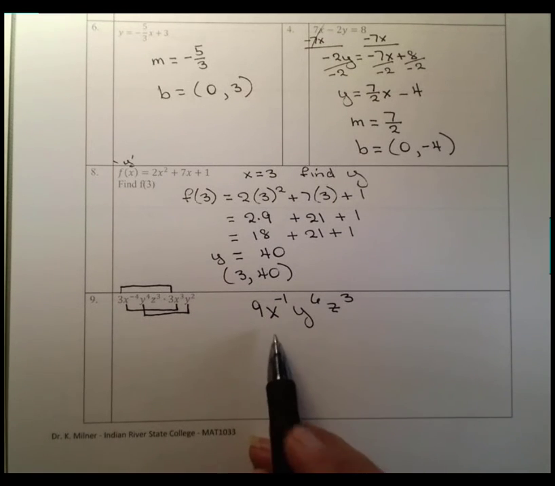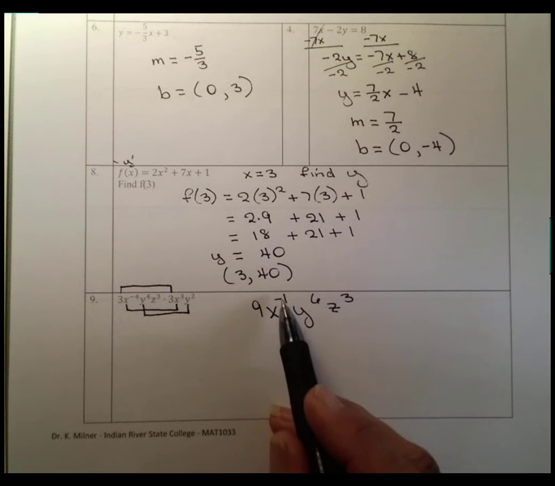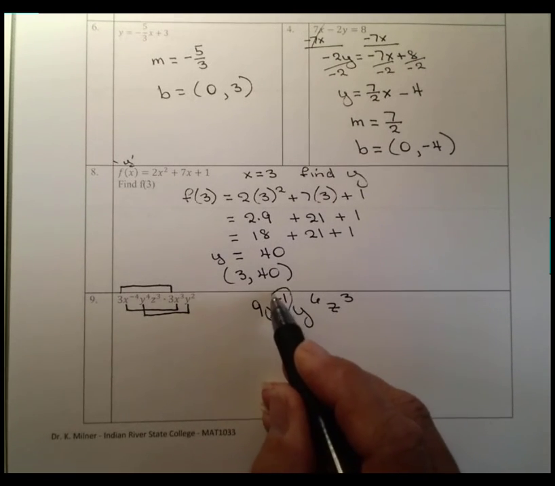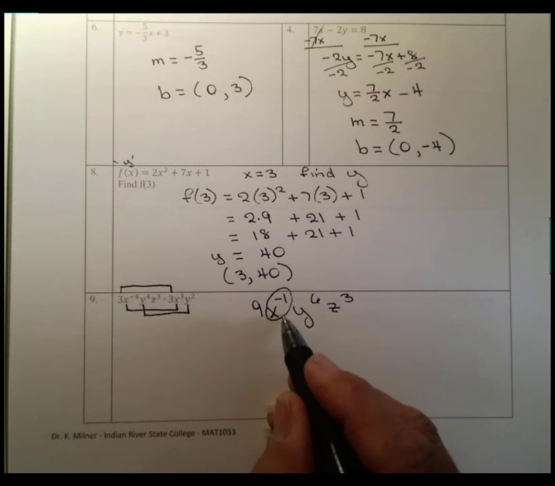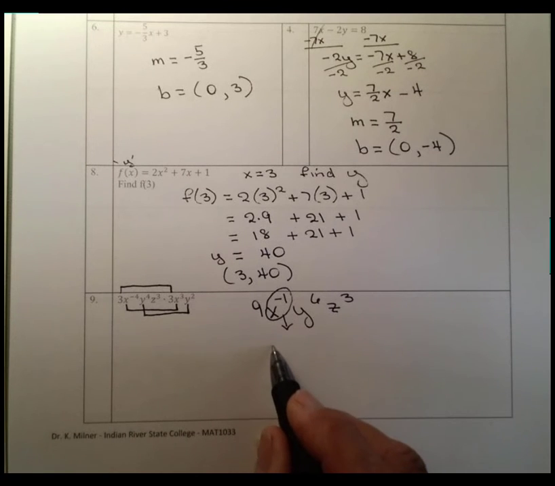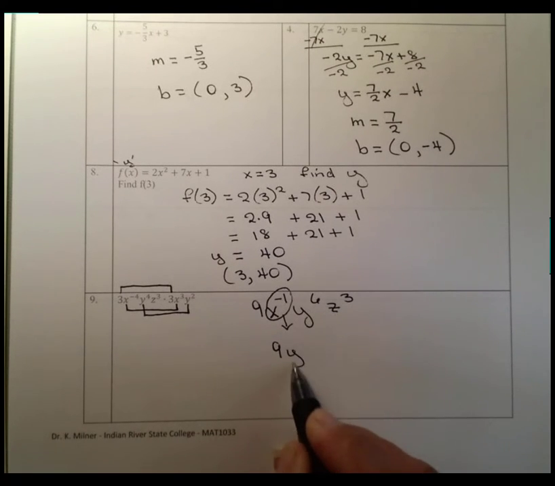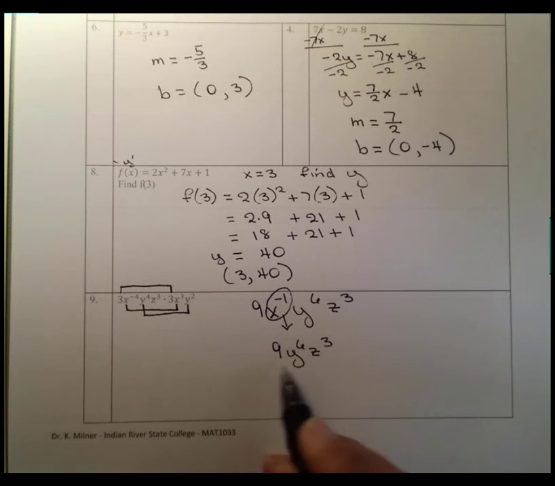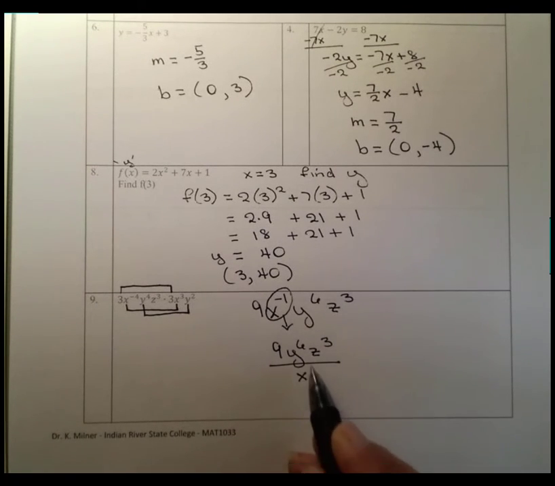Now the only thing wrong I've got is I can't leave a negative exponent. To resolve it, I would take this to the other part of the fraction. I'm just going to circle it so I can tell what I'm going to take down. This has to move down to get to be a positive exponent. So in the numerator of my new solution, I will have 9, y to the 6th, z cubed. In the denominator, x to the power of 1, which is just x.